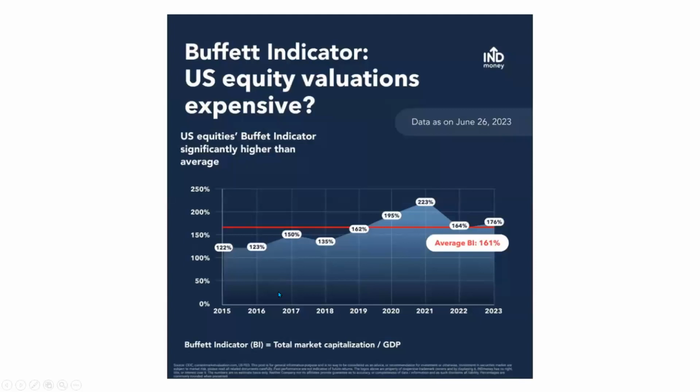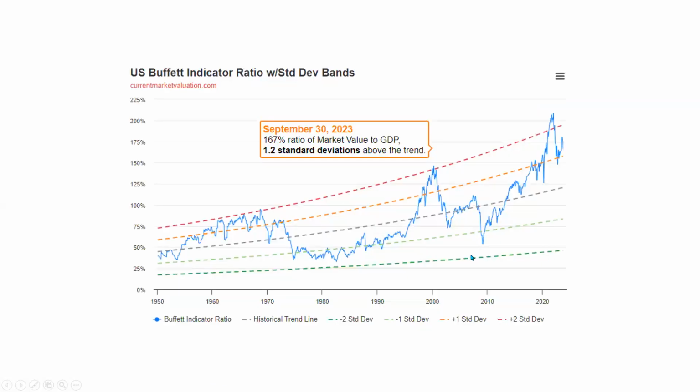Another way to look at it is to take a 10-year average of where the indicator's been, and the average 10-year Buffett indicator is 161. Then we can compare today's readings to that to say, are we relatively overvalued or undervalued? So this is a little bit more helpful. And going one step further, we can use standard deviations and plot the market and how we're doing.